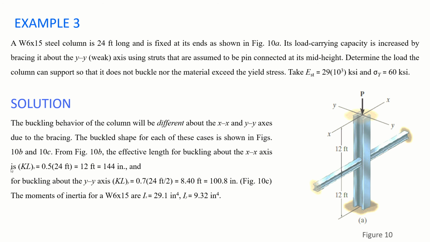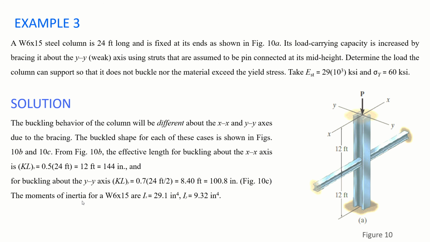Okay, so the KL about x is 0.5 of 24, which is 12 feet, because it is fixed at top and bottom. In the y-axis it is braced, so it is halved, so pin and fixed, which is 0.7 of the 12, which is 8.4 feet, right? 100.8 inches, and this is 144 inches.